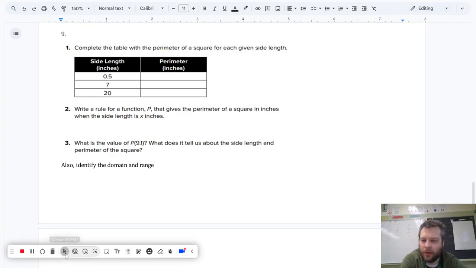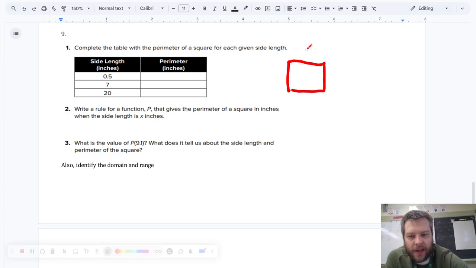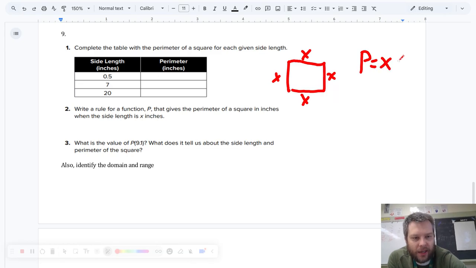Okay, almost done with this video. Here we go. Complete the table with the perimeter of a square for each given side length. So if I have a square, they're going to tell me a side length, and I'm going to find the perimeter. And because it's a square, all 4 sides are the same. And whenever you have a shape, the perimeter is just what you get when you add up all the sides. X plus x plus x plus x. How many x's are there? 4. So I have 4x.